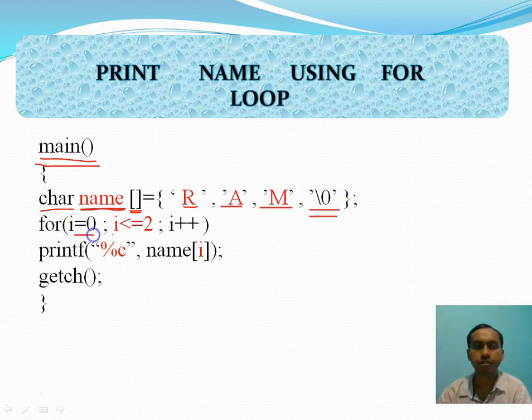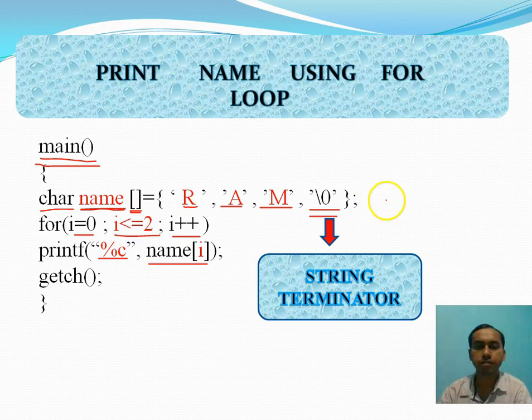So for i equal to 0, i less than or equal to, i plus plus. Printf %c for character name[i]. We are giving input name in variable i, and then getch. After that, what is this \0? This is called a string terminator. It shows that after that there is no string, so it is called a string terminator.